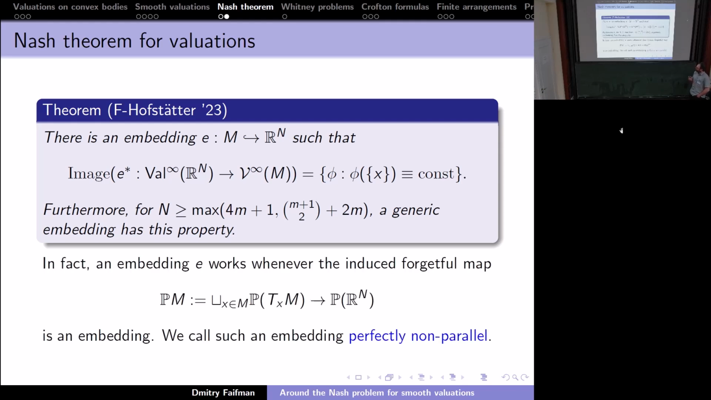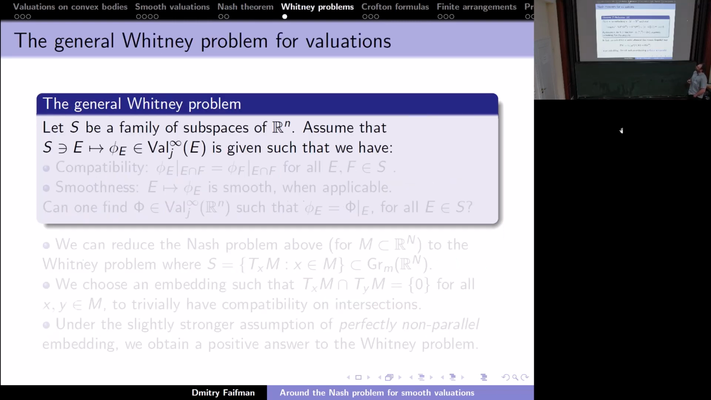To be a little bit more precise, an embedding would be good for this result whenever this map, which takes a tangent line to the manifold and just forgets where it was tangent, so it's just a line in the linear space now, is an embedding of smooth manifolds. We call such embeddings perfectly non-parallel. Great, so we have a Nash theorem.